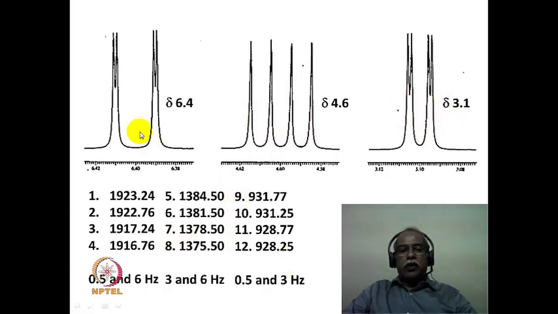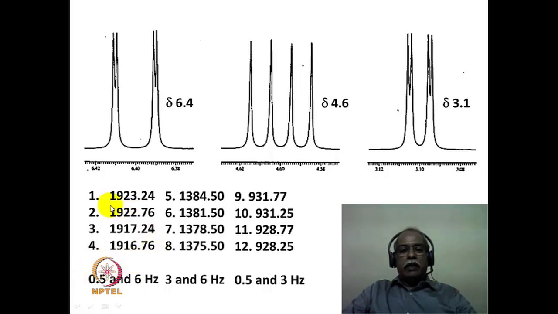So if you want to calculate the coupling constant value from these multiplets, here is what I have done. You subtract line 2 from line 1, and you get 0.5 Hertz, 0.48 or something, for the coupling constant. Similarly, you subtract 3 from 4, and you get the same value. So one of the coupling constants is roughly 0.5 Hz or so.